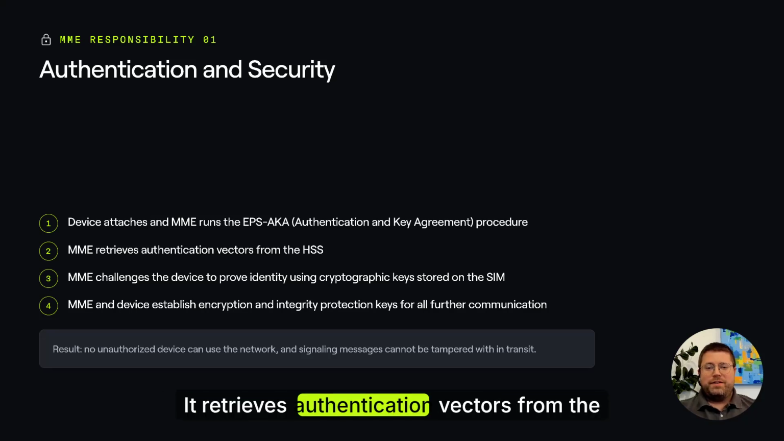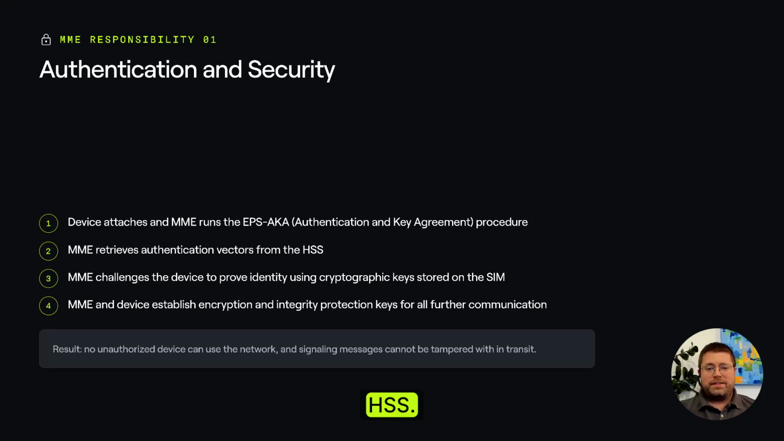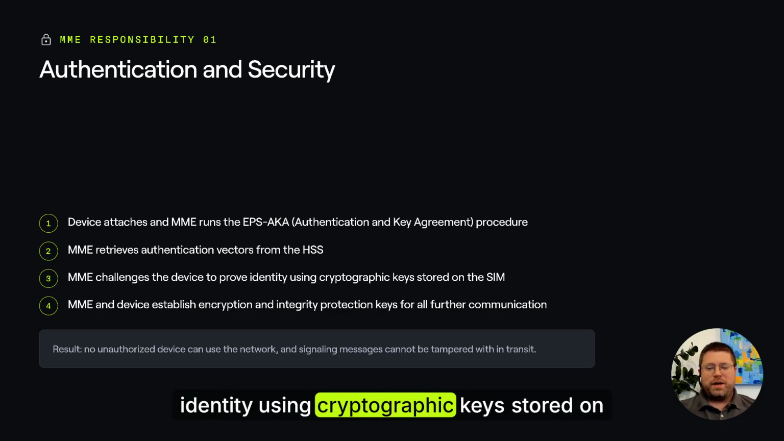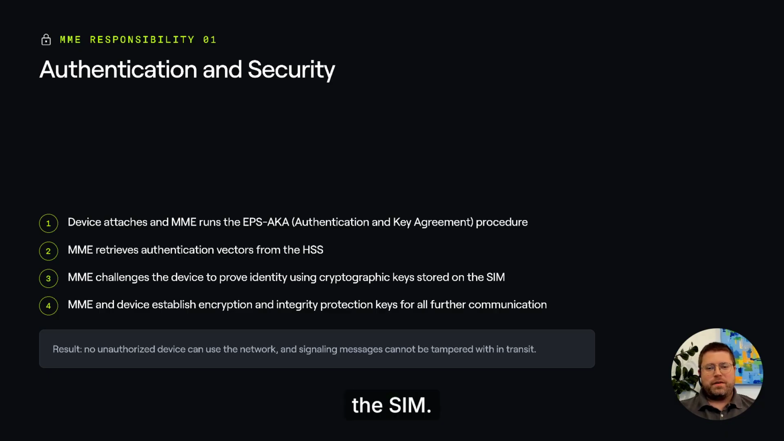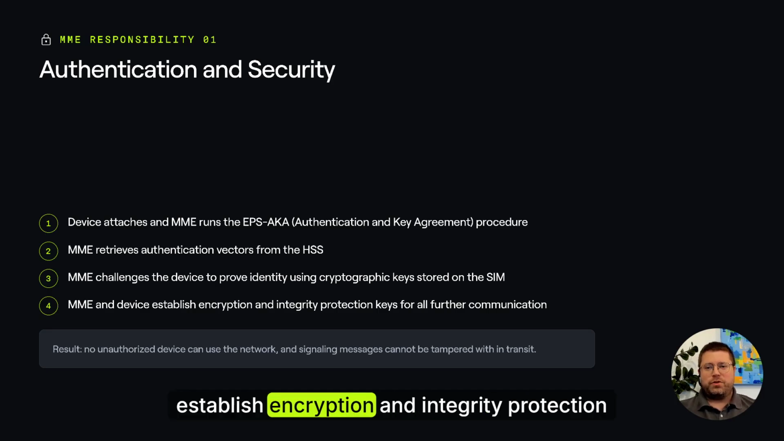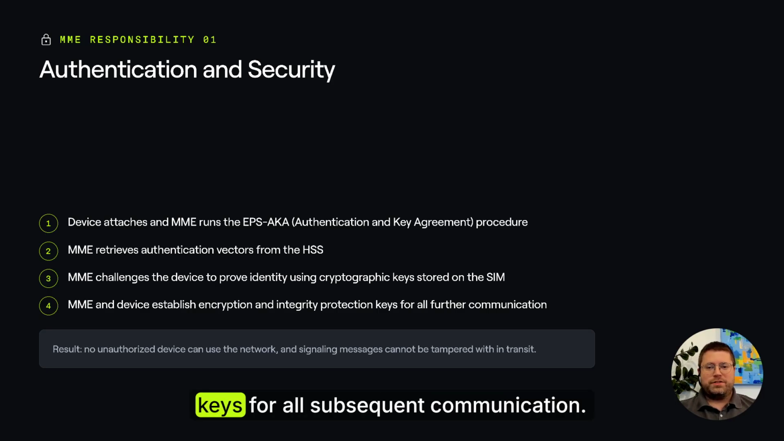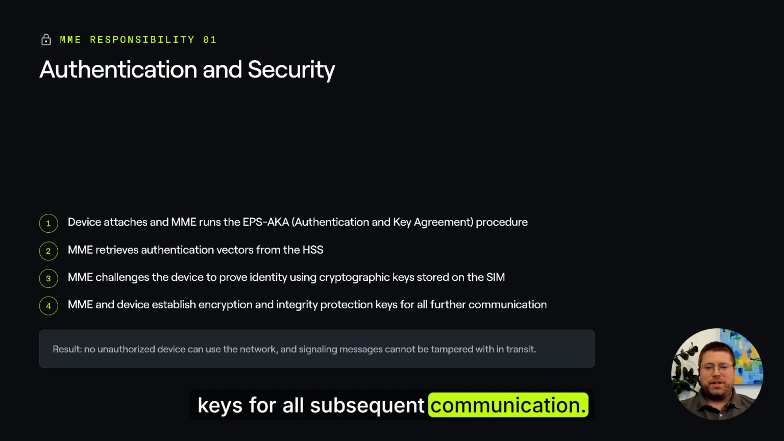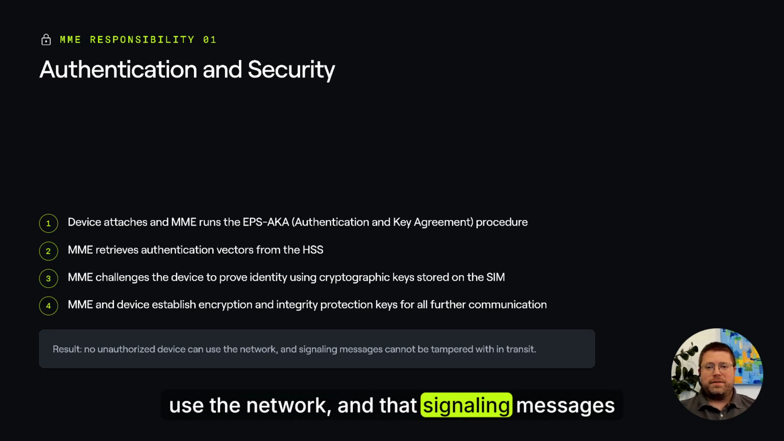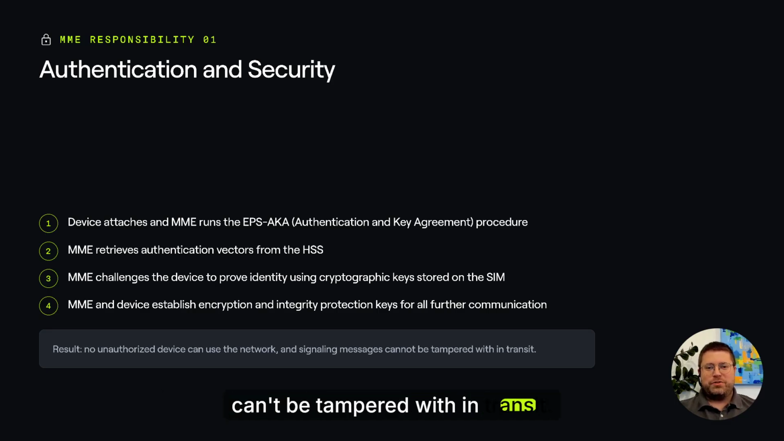It retrieves authentication vectors from the HSS and challenges the device to prove its identity using cryptographic keys stored on the SIM. Once authenticated, the MME and device establish encryption and integrity protection keys for all subsequent communication. This ensures that no unauthorized device can use the network, and that signaling messages can't be tampered with in transit.